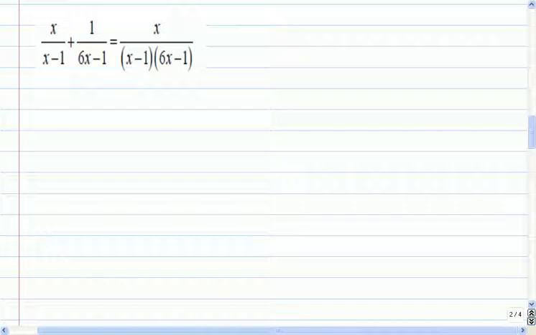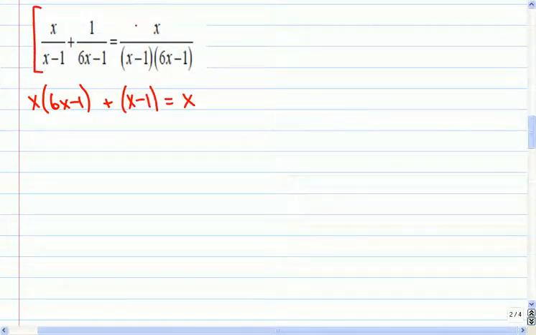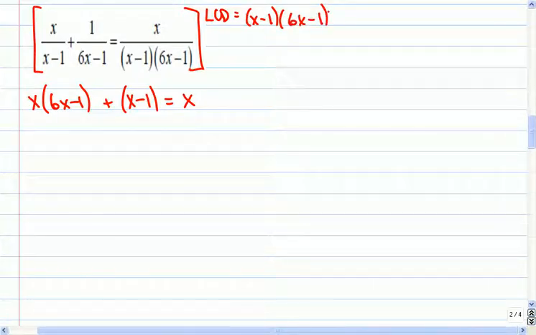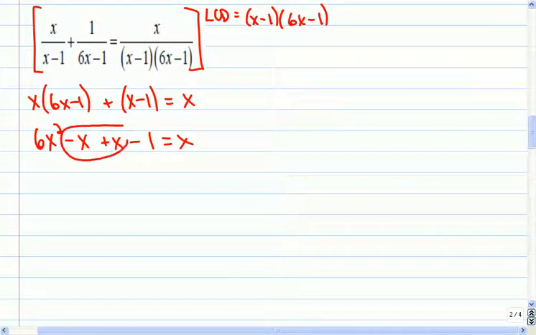Go for it, Karen. Yeah, you can already see it there, right? x minus 1 times 6x minus 1. So when we multiply through, what I'm going to be left with is 6x minus 1, and that'll be x minus 1 equals to x. Using the LCD of x minus 1 times 6x minus 1, that gives us 6x squared minus x plus x minus 1. So those will group and disappear, and 6x squared minus x minus 1 equals 0.